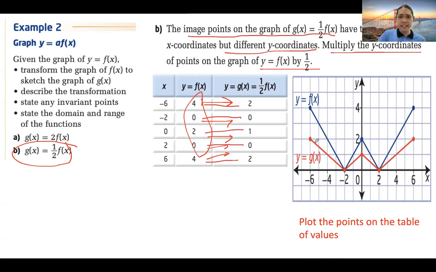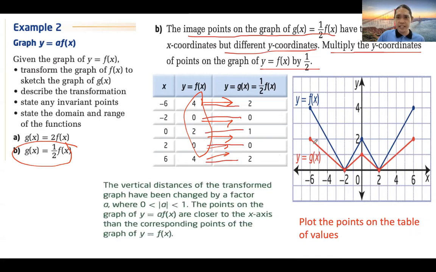Okay, if you compare the vertical distances from here down to here, look at the graph of g of x. I'm talking about the vertical distances in here, okay? That is being transformed. The graph of y is equal to g of x is closer to the x-axis compared to the graph of f of x.